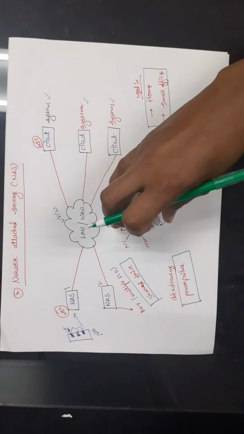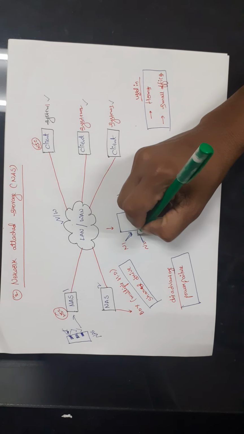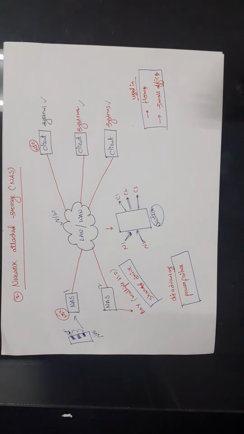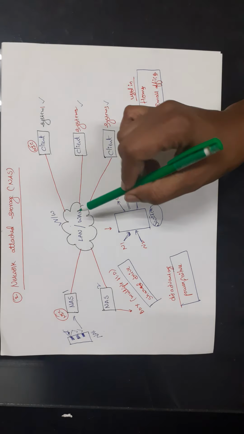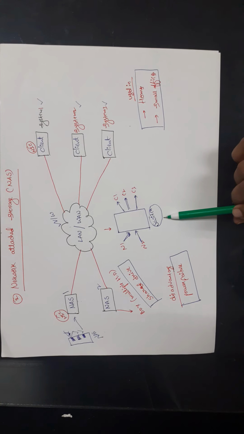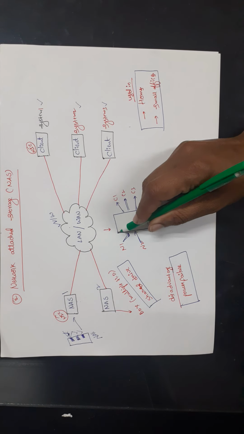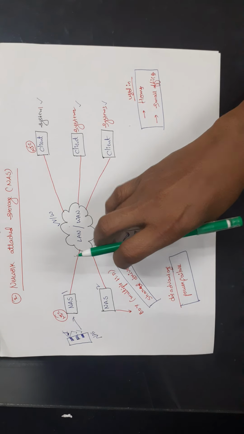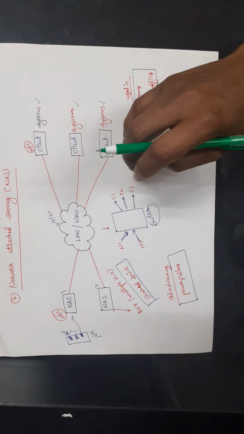So here we are using one switch. To this switch, NAS 1, NAS 2 are connected and computer 1, computer 2, computer 3 are connected. These two figures are the same. So here in the network I have a switch, which is one of the networking devices. To this switch NAS 1, NAS 2 are connected and C1, C2, C3, that means client 1, client 2, client 3.